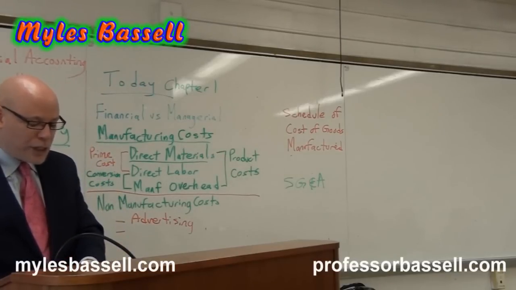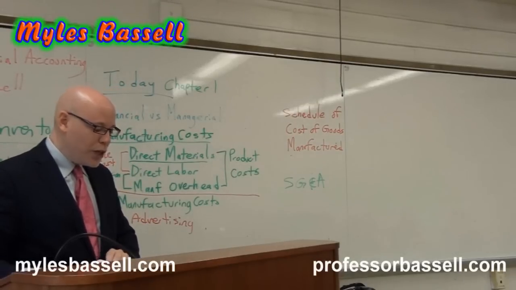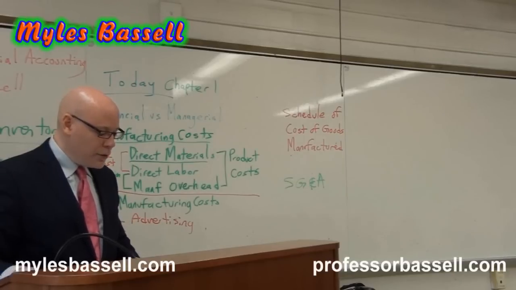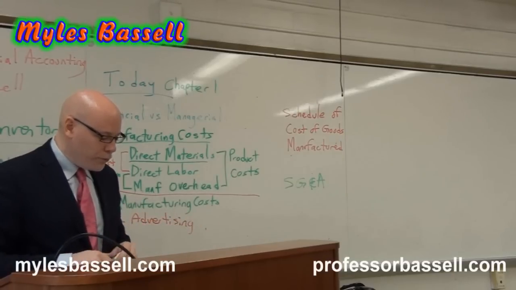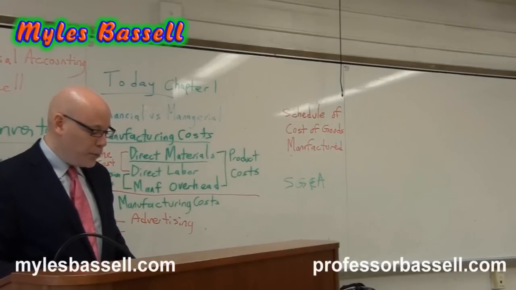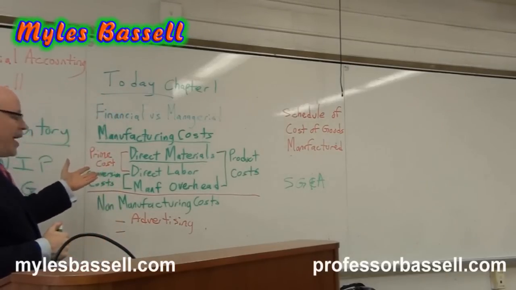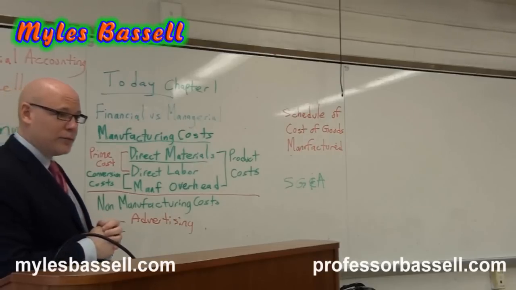So one of the things that you're going to see when we complete the schedule is that we're going to look at what is the ending inventory for work in process, what is the beginning inventory, how much raw materials did we add into the process.